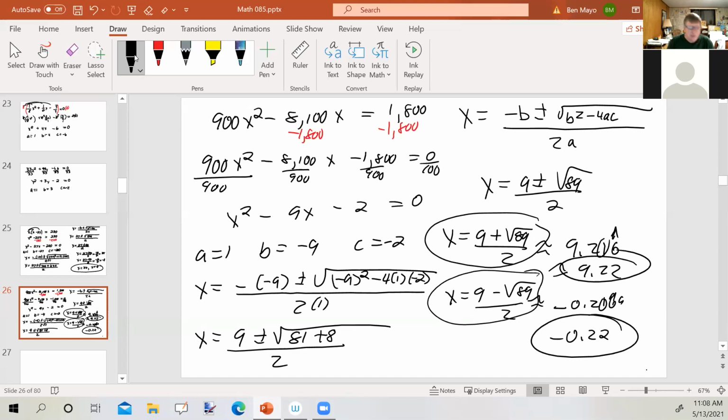All right, so tonight's assignment is going to focus on solving equations using the quadratic formula. Tomorrow we'll come back and we'll do some application problems using the quadratic formula. Do you have any questions before we go?